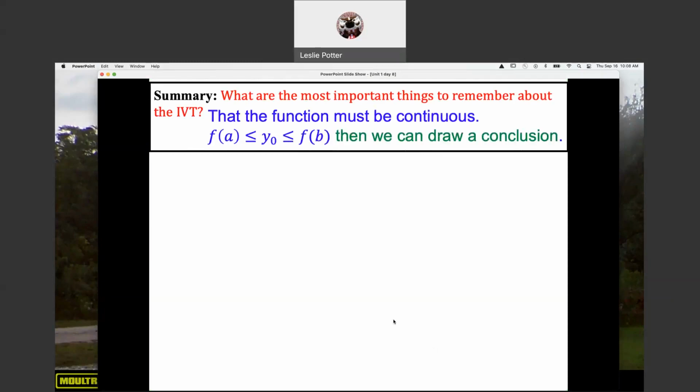Well, the function must be continuous and the antecedent must be true. Okay, then we can draw a conclusion. So those are the important things to remember.